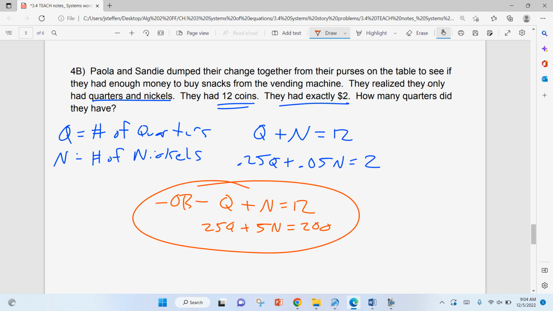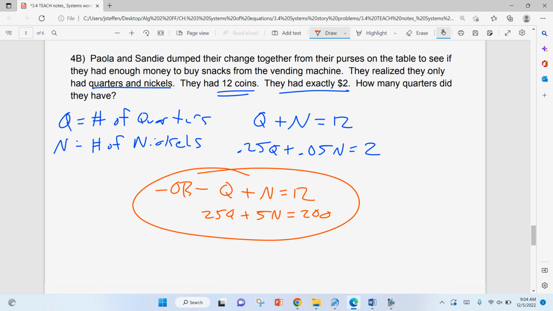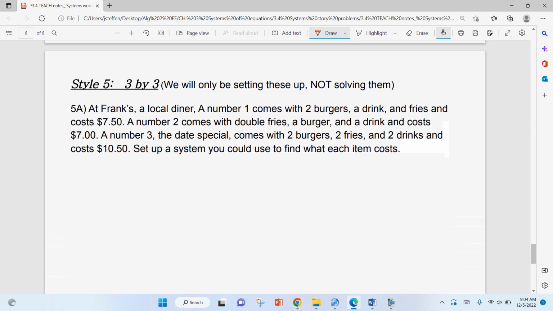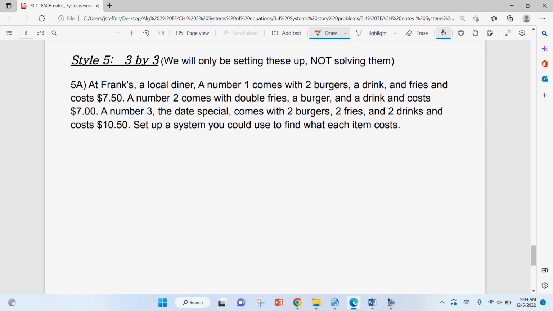Any questions so far? On to the big one. Style number 5, 3x3. Here's the deal. You guys probably read this already or noticed this. I'm not going to make you solve these. Not on here, not on the practice, not on the test.